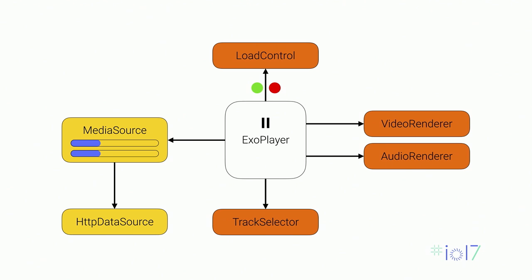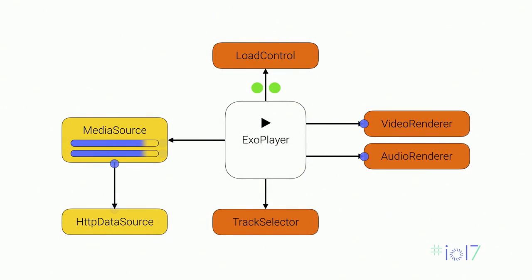So at this point, we have some media buffered. The renderers have decoded a bit of media, so they're kind of primed and ready to go. And so the load control may, at this point, actually start the playback. So that little red circle has gone green. And of course, the media source is continuing to buffer. And at this point, we've actually buffered quite a lot of media. So these buffers on the left-hand side are quite full.